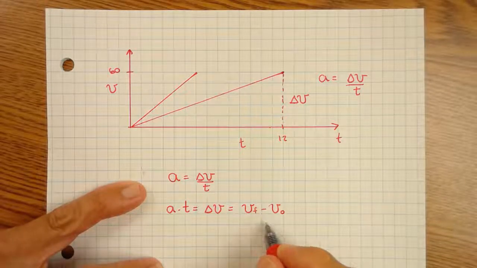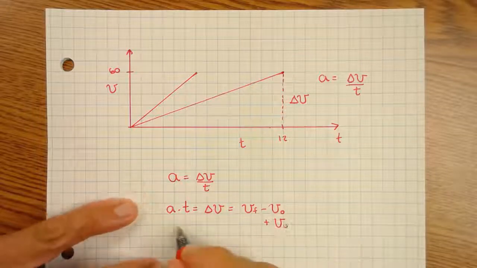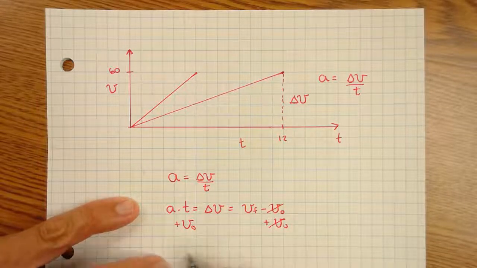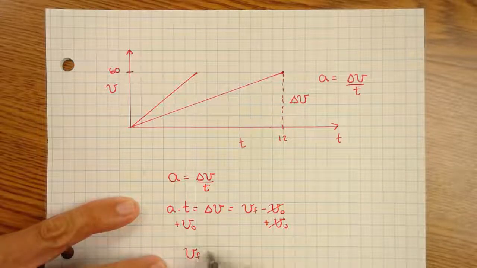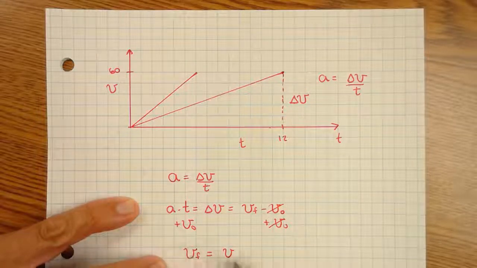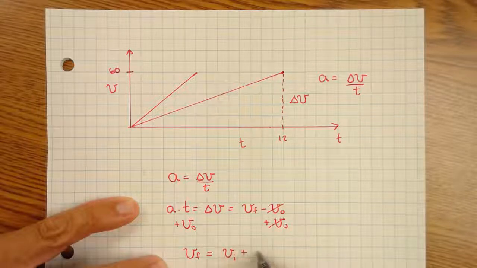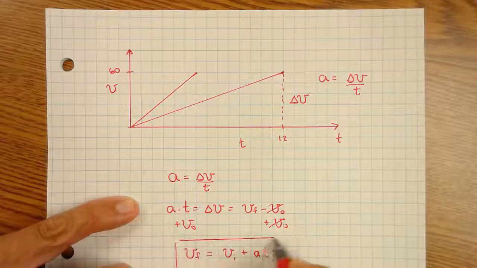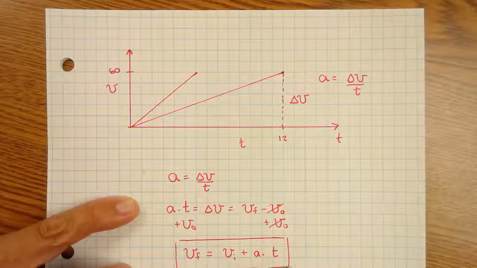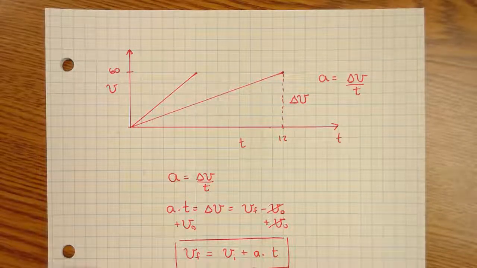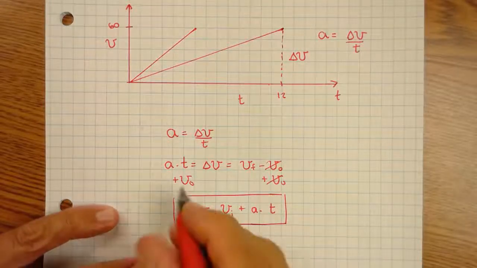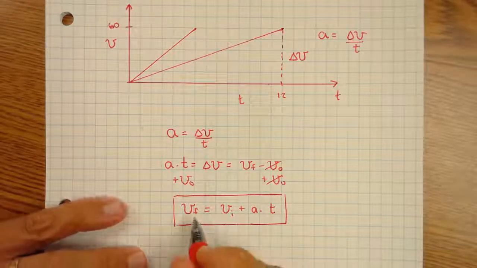And then if I add v0 to both sides, I get rid of it there, and I'm left with v final. So here we go. This is the equation we're after. V final, the final velocity, equals the initial velocity plus the acceleration times the time. That is the equation that needs to go in your toolbox, and that's the equation we're going to work with on this homework assignment. Okay, so we call that a working equation.